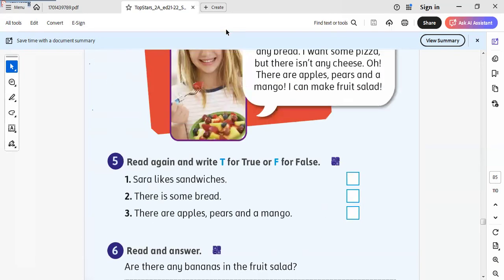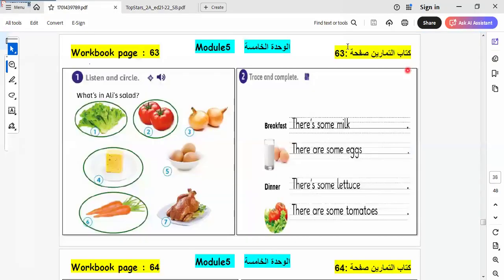By this part, we end this unit. Let's go to answer the questions depending on this module. In this module, we have some words here. Here we say, what's in Ali's salad? When we make a salad, we have lettuce, we have tomato, sometimes we have onions, we have carrot. These are the things that we see in salad.